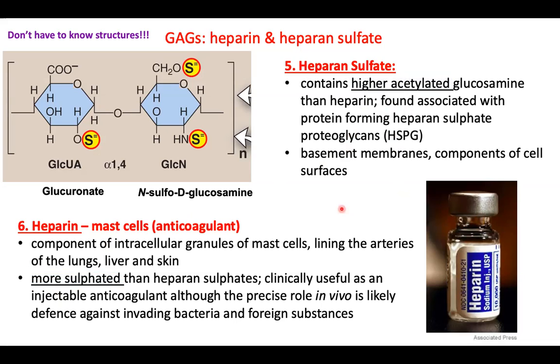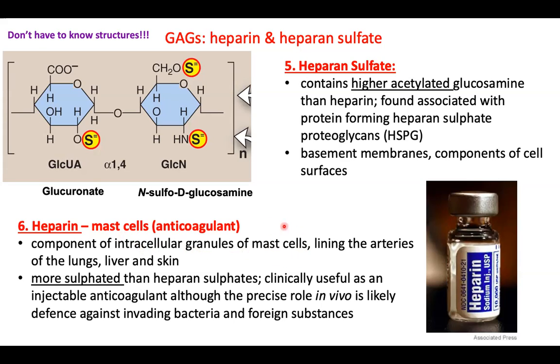Perfect. And then I just kind of briefly talked about that heparin is an anticoagulant. It's actually a very common medication that we use. And it's also actually found in mast cells. If you guys know mast cells, that's responsible for example, for allergic reactions. So the main idea here is that it plays a role in the immune system and allergic reactions and that kind of stuff.